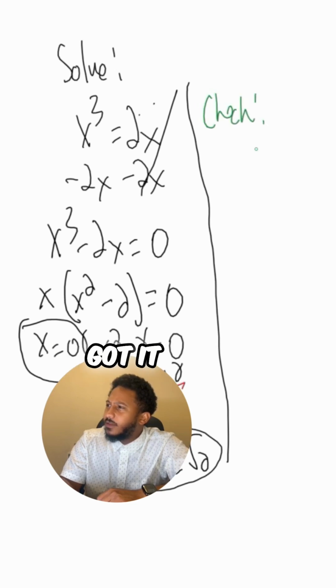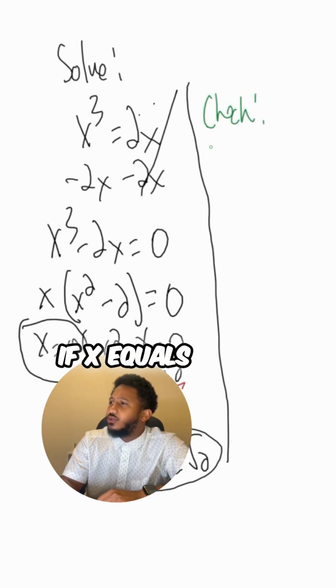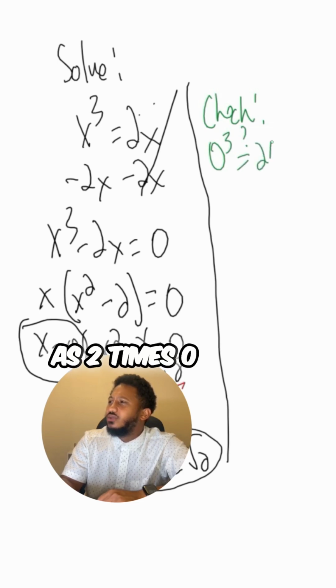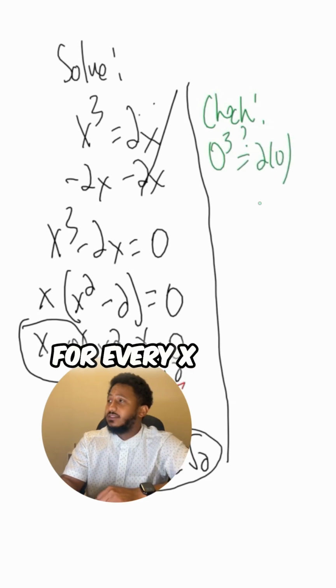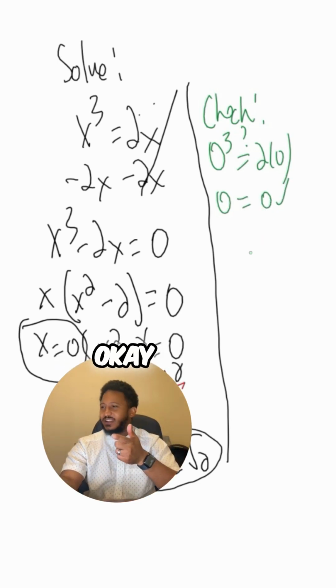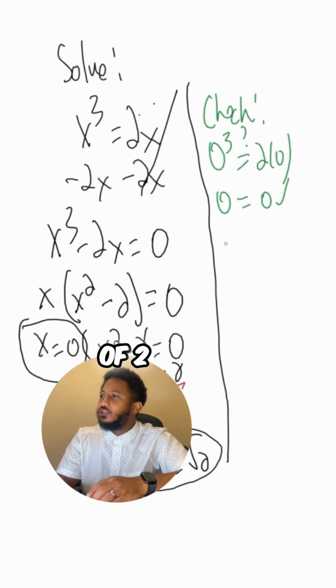Okay, got it. Let's plug in 0. If x equals 0, then 0 cubed, is that the same as 2 times 0? Plug it in for every x. And yeah, this is true. 0 cubed is 0, and then 2 times 0 is 0. So that checks. Nice. All right, if I plug in square root of 2, let's see.